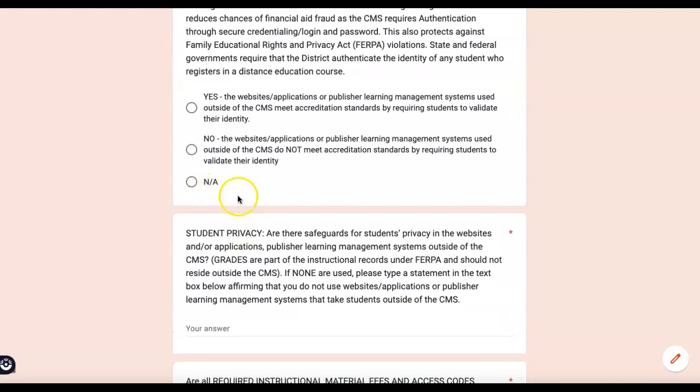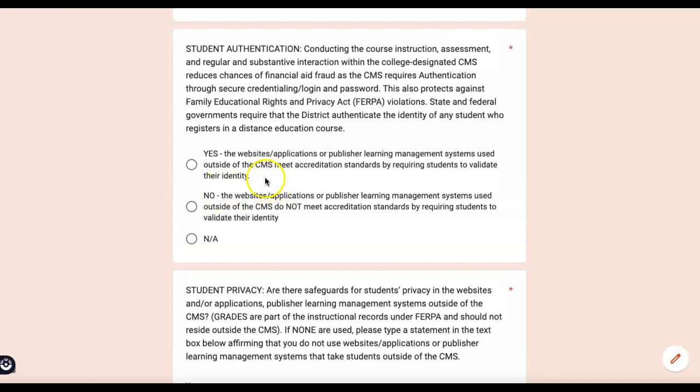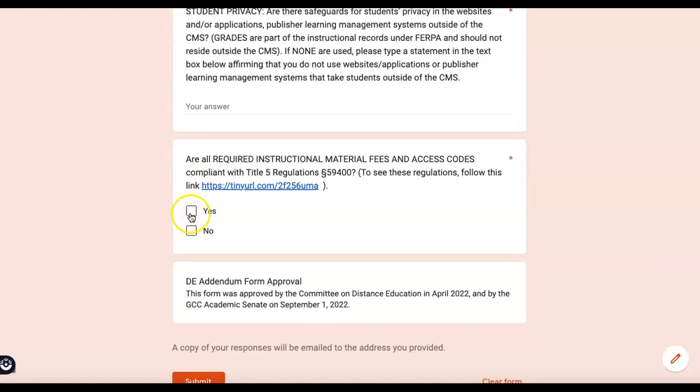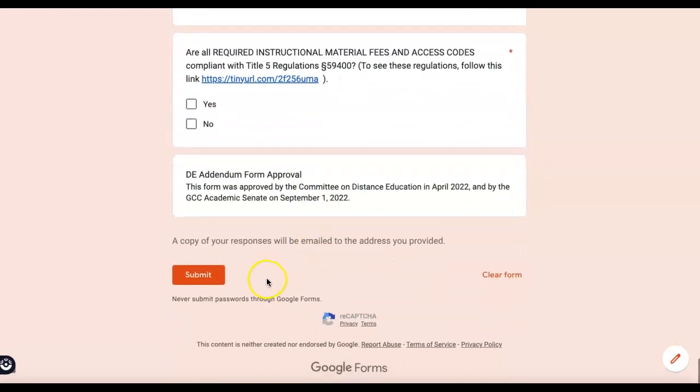And you can write NA if you don't take the students out of Canvas. But if you do take students out of Canvas because of a publisher pack or because of necessary software that you're training them on, you have to say yes, that you're meeting that. And finally, this is one where you have to type out a sentence and you have to make sure that students' grades are not kept outside of Canvas. But if none are used, you have to type a statement saying no publisher learning management systems or other software are used outside of Canvas. And finally, this must be a yes. All right, I hope that will help you to complete.